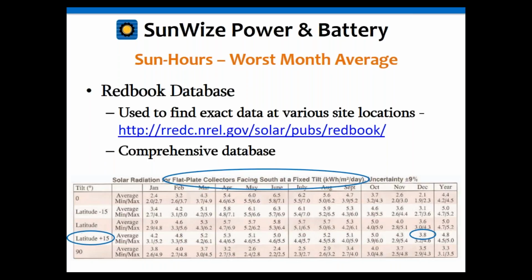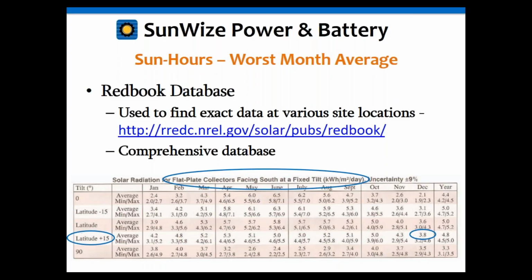And I'm not exactly certain what this example is, what city or location, but you can see here in this case the worst month is December, which, again, for most of the U.S. is going to be December, January, and it's going to give you 3.8 sun hours a day. So you get a little more accurate than that map. We're using resources like this.